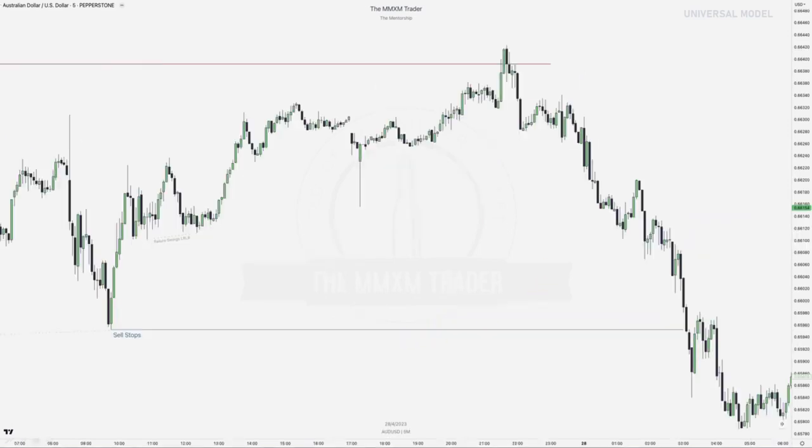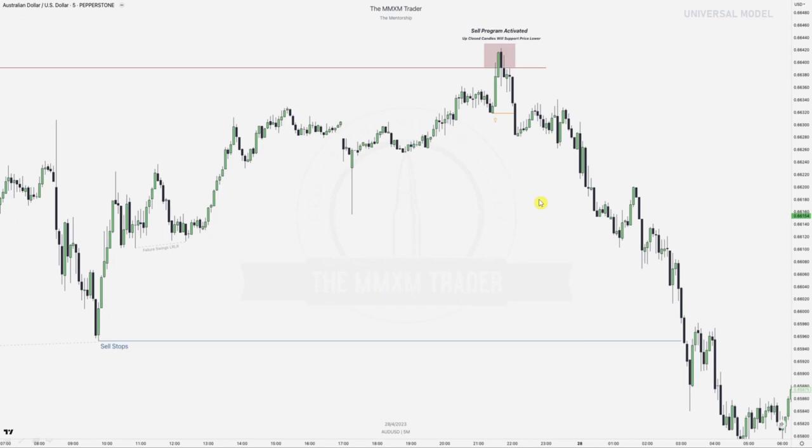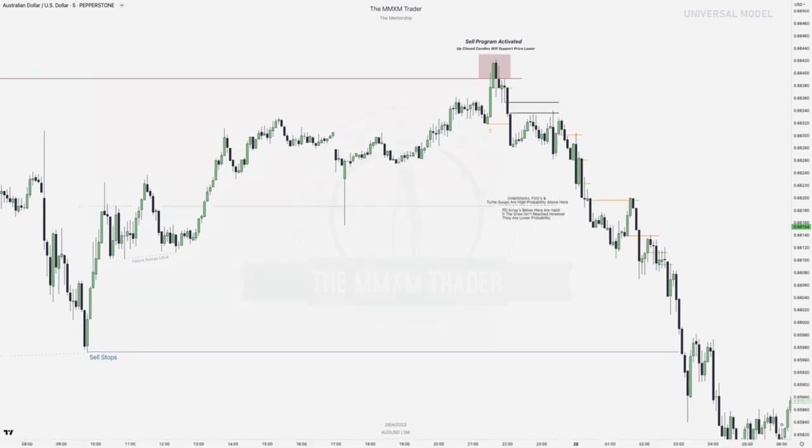And now we dive into our lower time frame. So over here, 5-minute time frame, we wait for a break of structure, right? Important. So break of structure happens down here. Sell program has been activated because we took out that external range liquidity, right? So all up close candles should now act as a resistance and support price down lower. Order blocks, fair value gaps, and turtle soups are high probability above here, right? Above this area, because why?